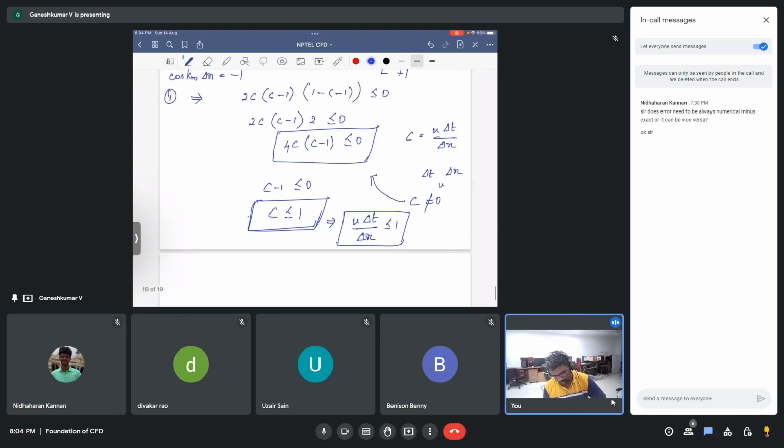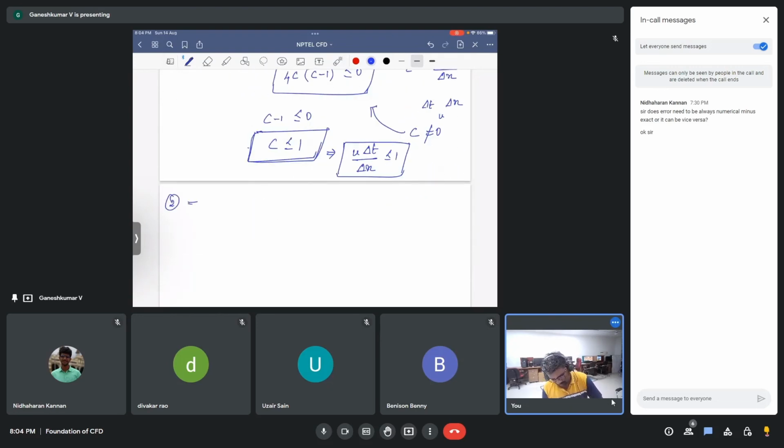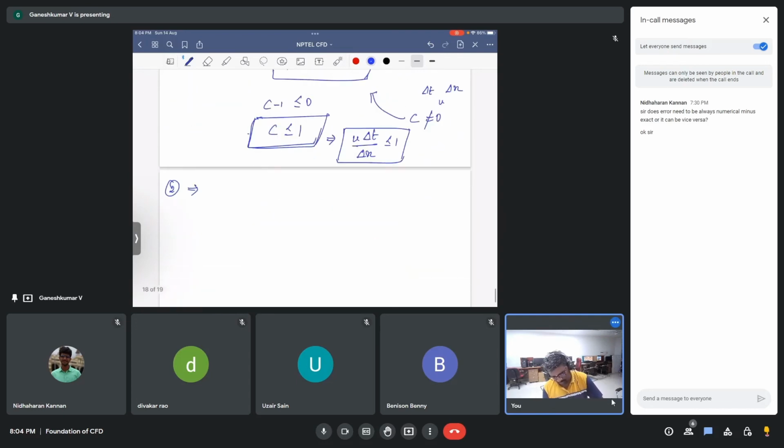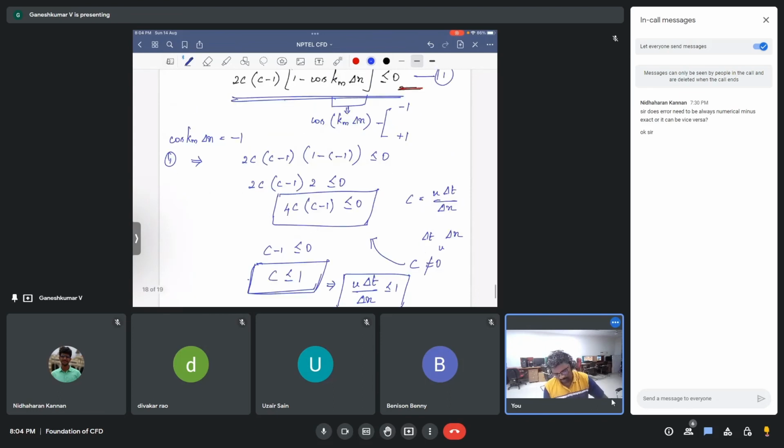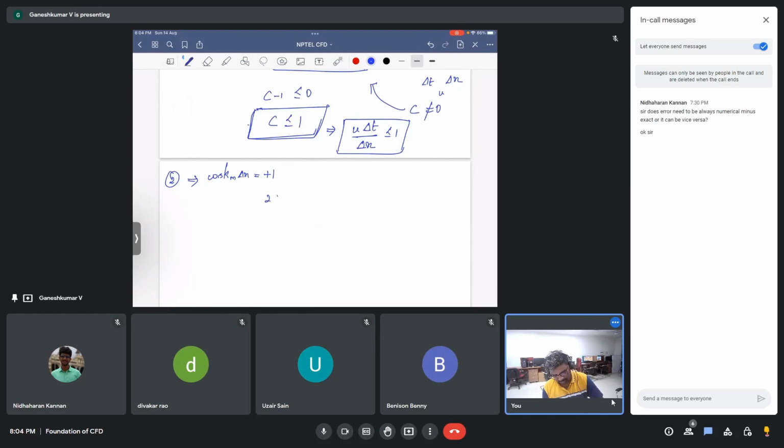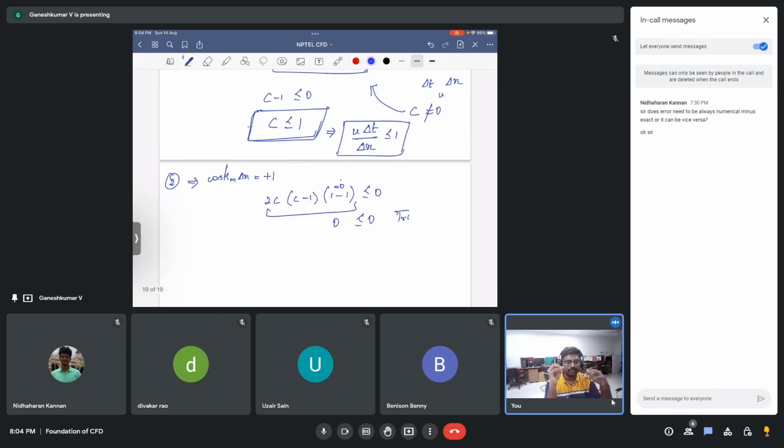Now let's take case 2. Case 2 is cos km delta x equal to plus 1. What happens when it's plus 1? 2c times c minus 1 into 1 minus 1 should be less than or equal to 0. This term automatically becomes 0 because 1 minus 1 is 0. So this is always less than or equal to 0. It's a kind of trivial one, you need not worry. And anything between plus 1 and minus 1 we are going to have.